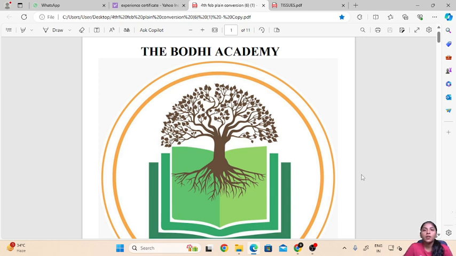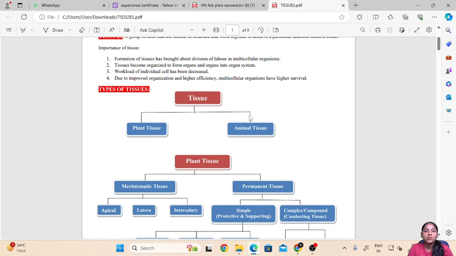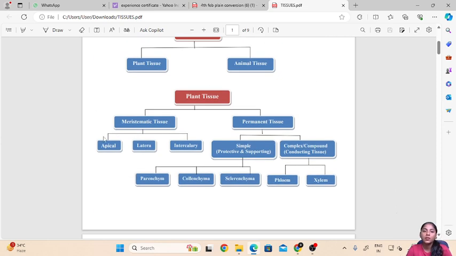I am Mahanta and today we will continue the class 9 science chapter 6 tissues. In the last video we have seen what tissues are. Tissue is a group of cells with similar structure and shape which work together to achieve the same function. We have also seen the two different types of tissues, plant tissue and animal tissue. In the first video we saw under plant tissues the meristematic tissues, which are classified into three types: apical meristem, lateral meristem and intercalary meristem. In this video we will see the permanent tissue.